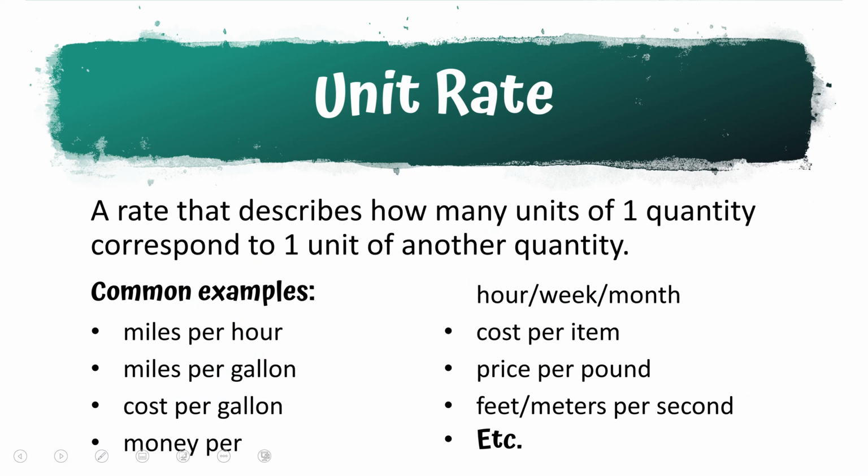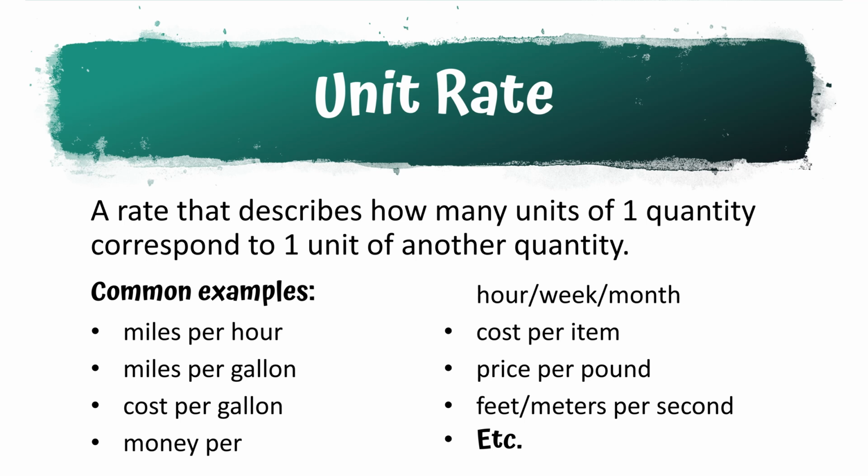What is a unit rate? A unit rate is a rate that describes how many units of one quantity correspond to 1 unit of another quantity. So you'll recall that a ratio is just a comparison between two quantities. A rate is a kind of ratio that is a comparison between two quantities when those two quantities are different units. So it's really a comparison between quantities with different measurements. And a unit rate is when we take a rate and we make that comparison so that we just have one quantity of the second unit.